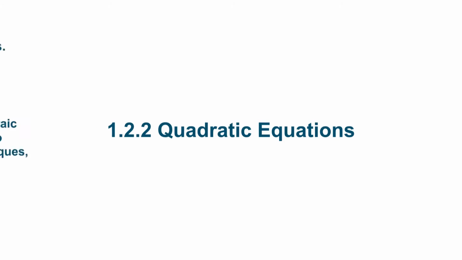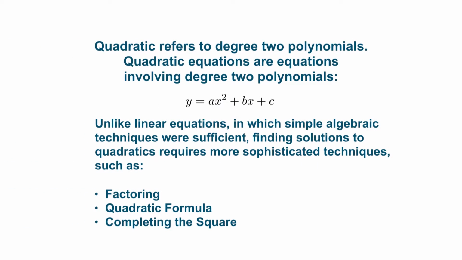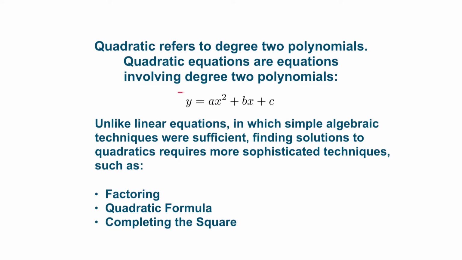So we just looked at first order equations or linear equations. We'll look now at equations involving second degree polynomials or quadratic polynomials. Okay, so what are our objects of study? We're looking at things like y equals ax squared plus bx plus c. Recall that a, b, and c are the coefficients, so they depend on the specific problem.